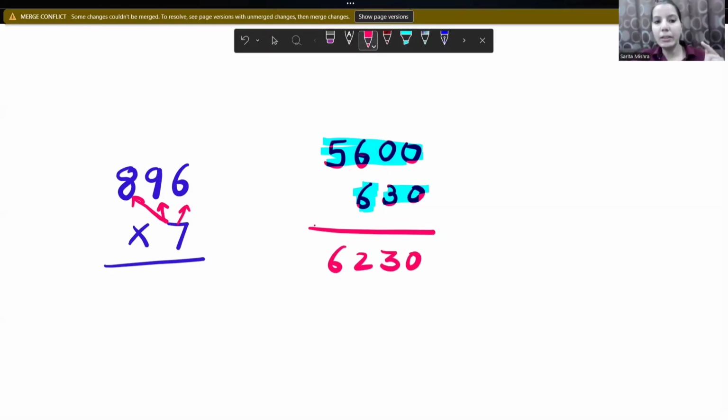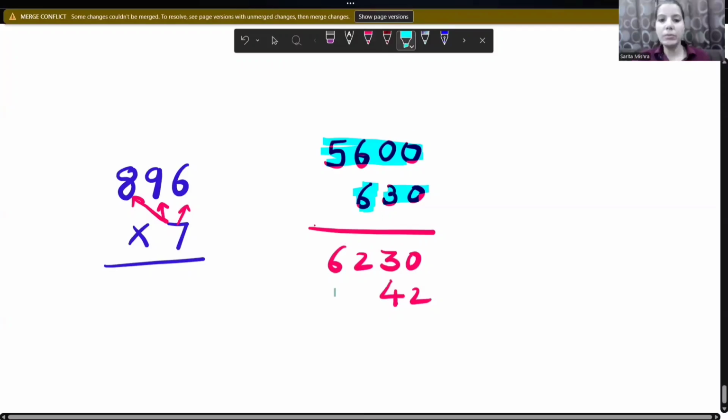Then immediately keeping this 6,230 in your mind, do this 7 times 6. That is 42. So here just need to do 6,230 plus 40. That will give you 6,270, and then finally add 2. So that will be 6,272. This is your final answer.